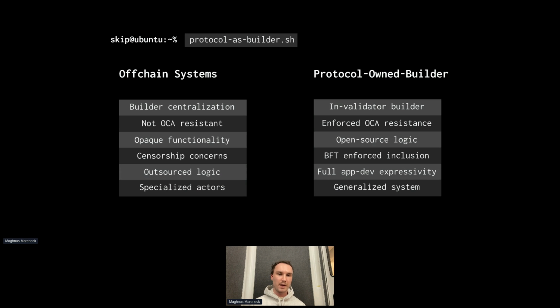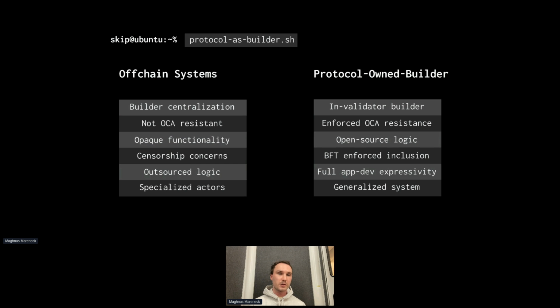Off-chain systems have opaque functionality, of course, right? This is one of the hallmarks of an off-chain builder, where they have better functionality than someone else or some sort of private IP that they're monetizing. Whereas in a protocol-owned builder, everything is open source. It's fully observable and inside the repo of the actual chain.